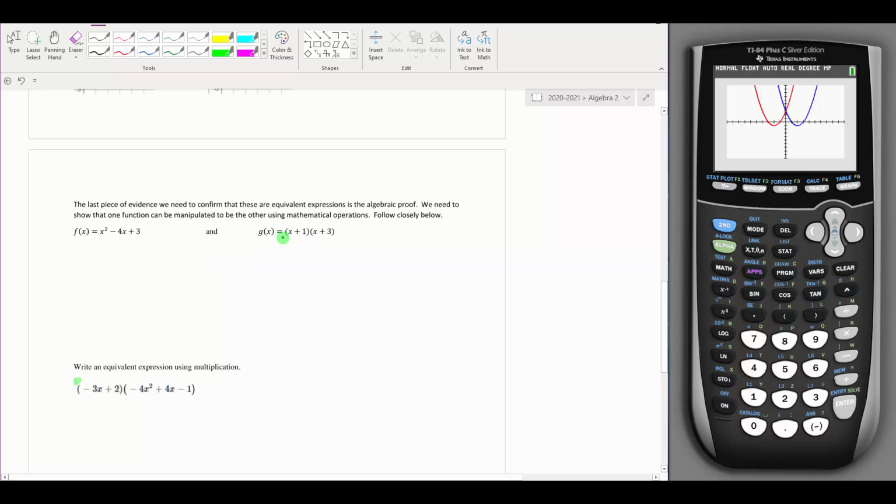All right, so we're multiplying x plus 1 and x plus 3 here, so we're multiplying these two things. So when I set up my box, I'm going to set up my generic rectangle.